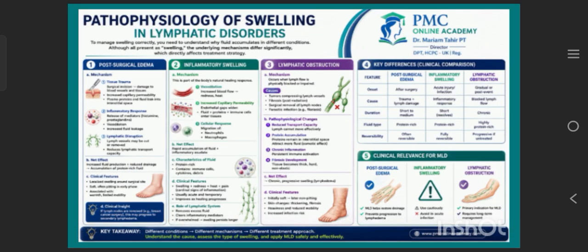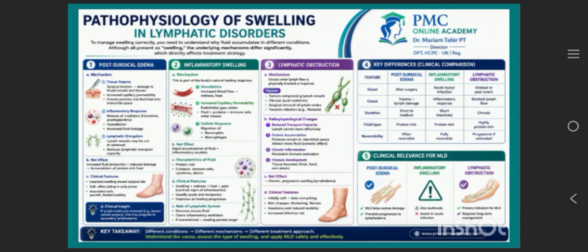Now move ahead to our next topic, that is pathophysiology of swelling in lymphatic disorders. To manage swelling correctly, you need to understand why fluid accumulates in different conditions. Although all present as swelling, the underlying mechanisms differ significantly, which directly affects treatment strategy. So you should know that.